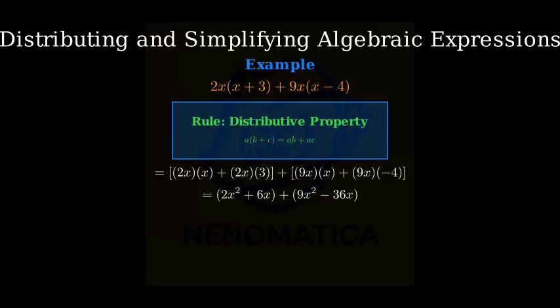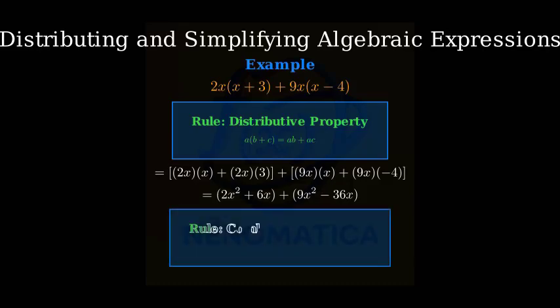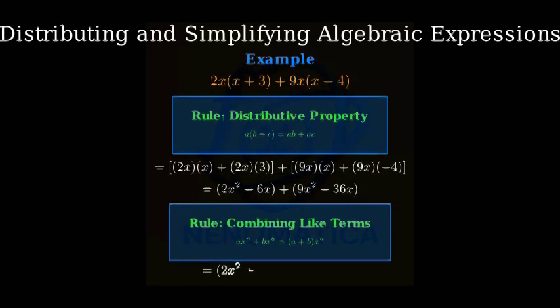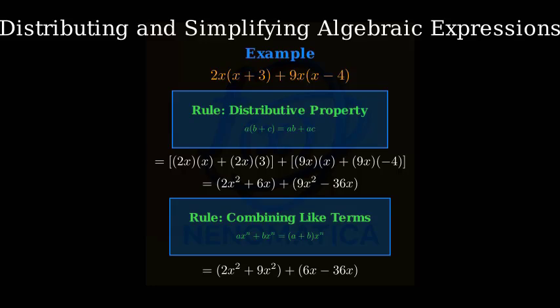9x times x gives us 9x squared. And 9x times negative 4 gives us negative 36x. In our third step, we'll group like terms together. We have 2x squared and 9x squared, which are like terms because they have the same variable with the same exponent. Similarly, we have 6x and negative 36x, which are also like terms.